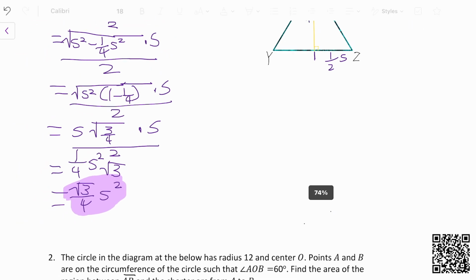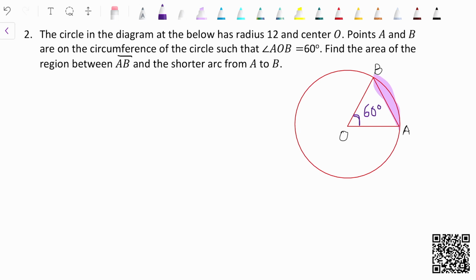Equilateral edition. How fun. Moving on to problem number 2: the circle in the diagram below has radius 12 and center O. Points A and B are on the circumference of the circle such that angle AOB is equivalent to 60 degrees, as I've already marked. Find the area of the region between AB and the shorter arc from A to B, as I have highlighted in light purple. So this, just like I said, is where our formula above comes in.